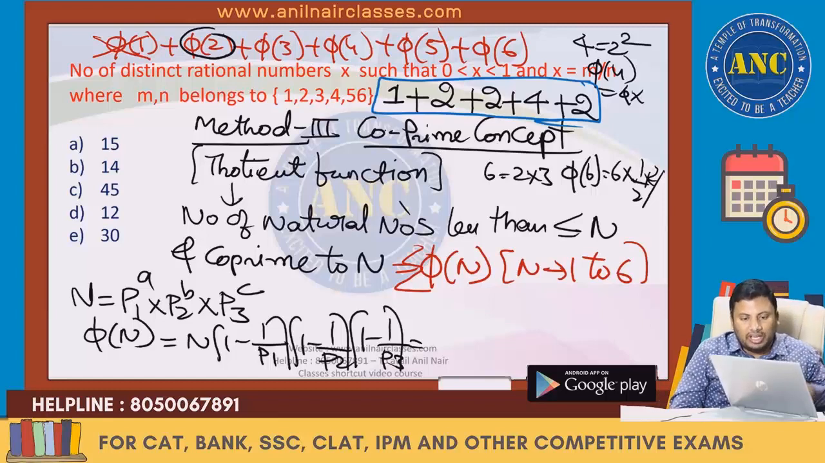1, 2, 3, 4, 5, 6. 1 plus 2 plus 2 plus 4 plus 2. I hope it is clear.